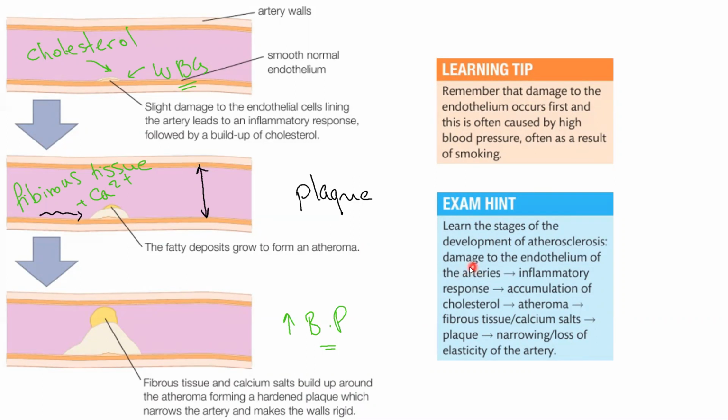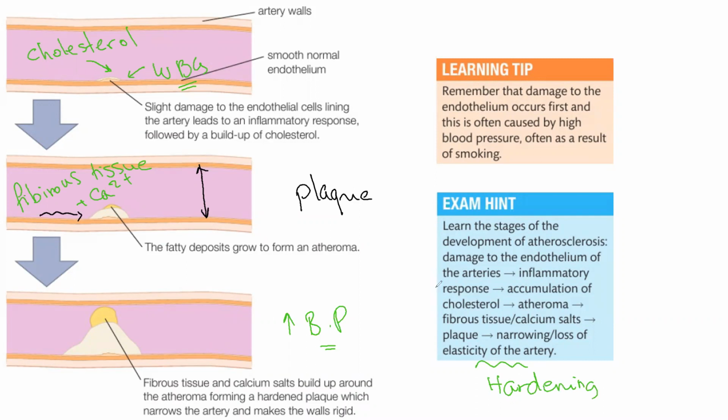At the beginning, there is damage of the endothelium of the artery, then this is followed by inflammatory responses, then accumulation of cholesterol, which forms the atheroma, and I told you it's called plaque as well. Then afterwards, the fibrous tissue and the calcium salts start to build up on the plaque, leading to more and more narrowing and loss, of course, of elasticity of the artery. But why is there loss of elasticity or hardening?